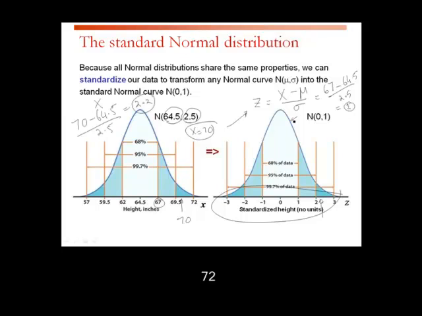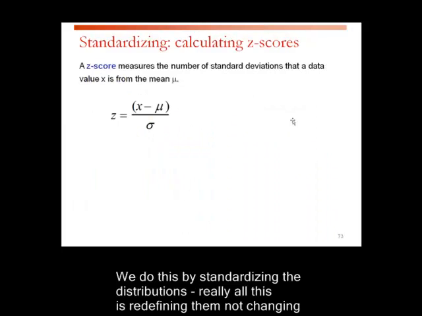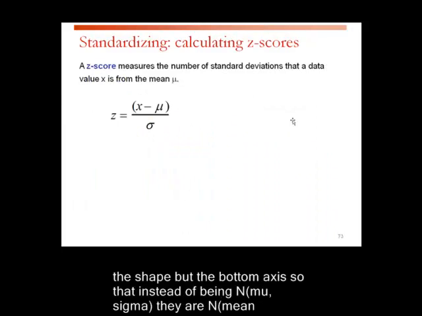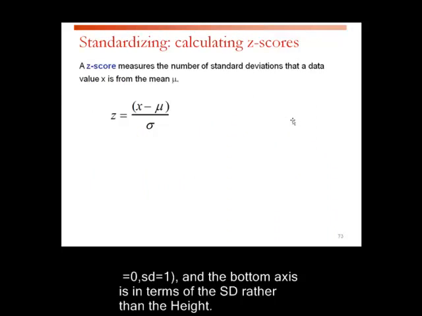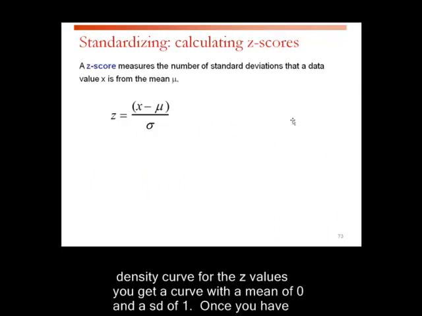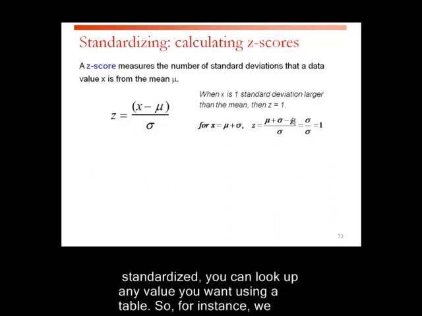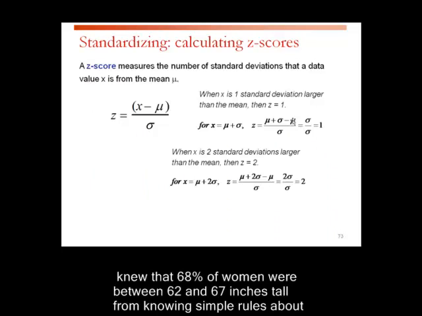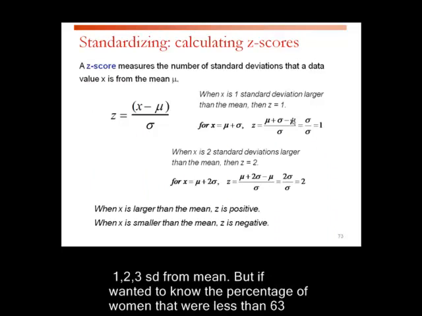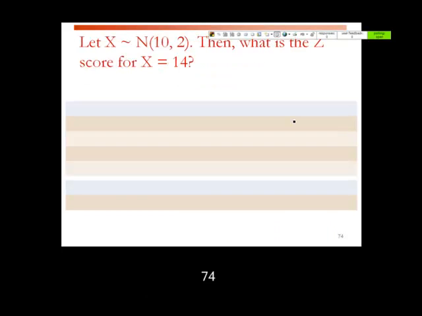Okay? So formally, this is how we do it. X minus mu divided by sigma gives you the value on the standard normal for us. So we have seen that. I don't want to go further into that.